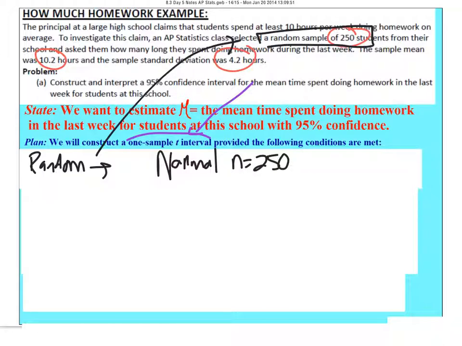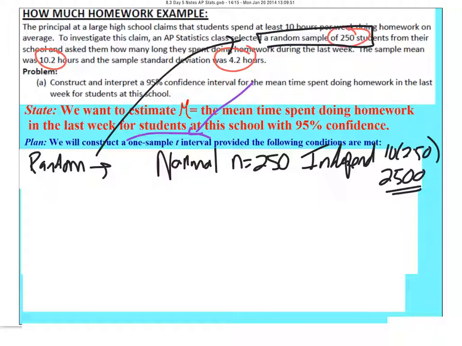So because of that, we can say it's approximately normal, and we're safe in using the T procedures. And then the last one is for independence. Now, we are sampling without replacement, so we must show the 10% condition. In this case, I'm going to take 10 times 250. I can assume that our population is at least greater than 2,500. Okay, let's do the "do" portion.